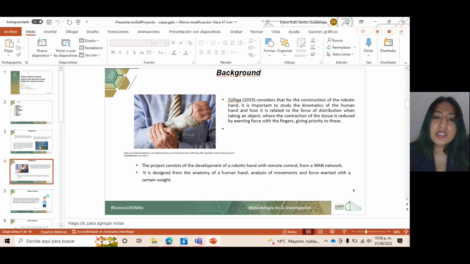The project consists of the development of a robot hand with remote control from an IP network. It is designed from the anatomy of a human hand, analysis of movements and force exerted with a certain weight.